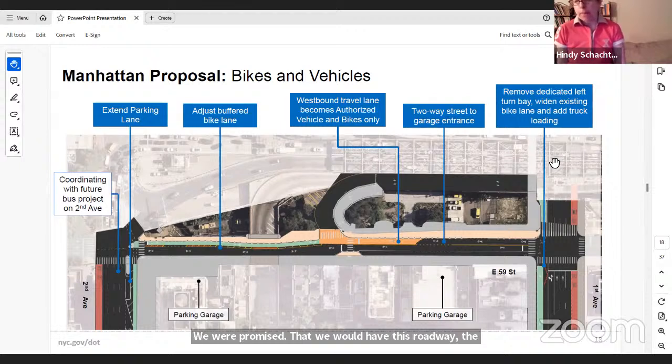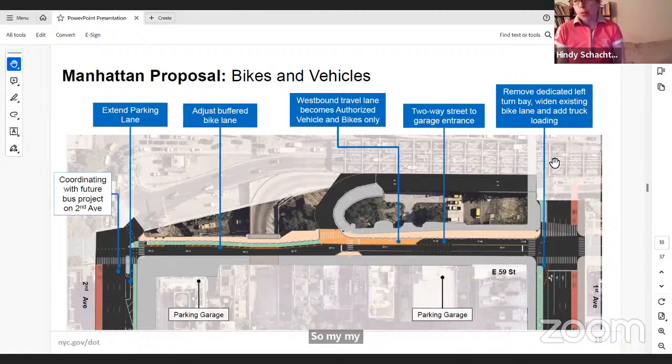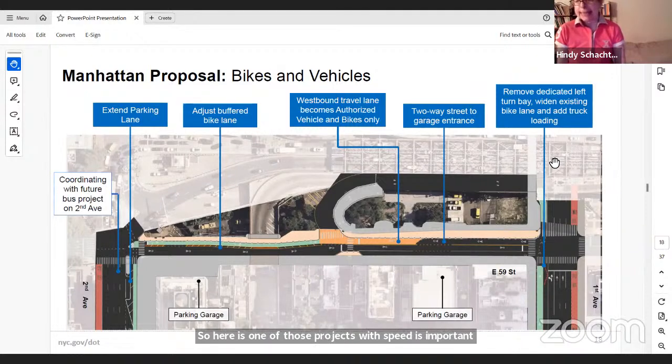So my big ask would be, do it well, but also realize that every day that you delay is a day when we may have a fatality. So here is one of those projects where speed is important. Whether it comes in May or August is important.